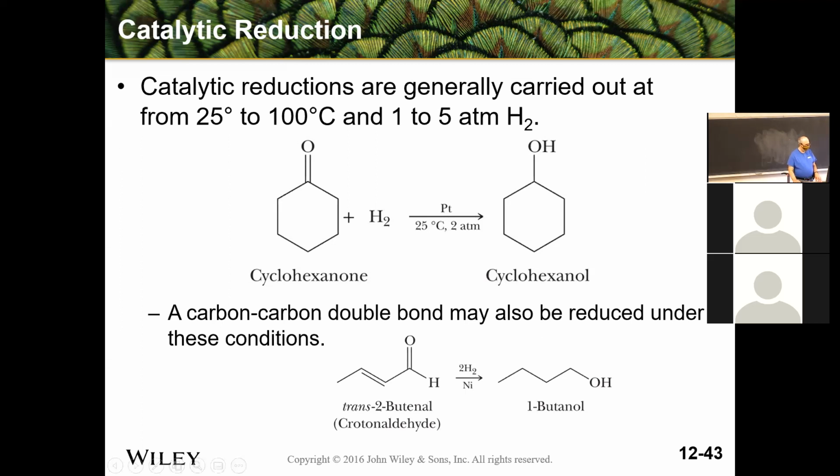If there's an alkene group, shown here, both of these groups are reduced under conditions of hydrogenation, both the carbonyl and the alkene. In fact, the alkene is usually a bit easier to reduce than the carbonyl, but we can reduce both these groups.